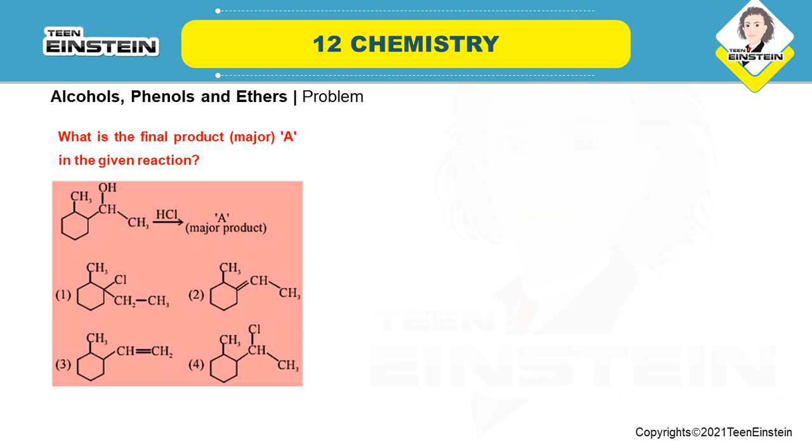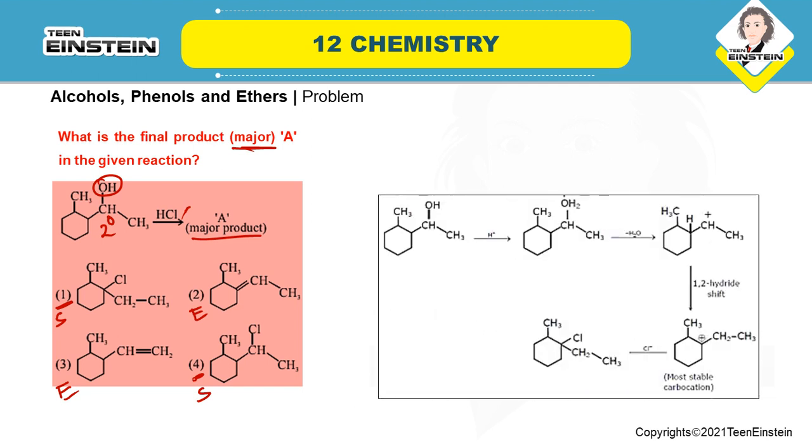What is the final product? That is the major product, because there may be more than one product, A in the given reaction. So in the given reaction, here we have an OH group. Now see, this is a 2 degree alcohol. We are using reagent HCl and we have to find out the major product. Now if you look at the options, option 1 and option 4 are substitution reaction products. But options 2 and 3 are elimination, right? But when it is HCl, basically we will get substitution.